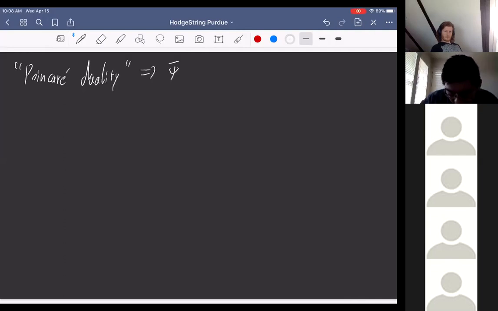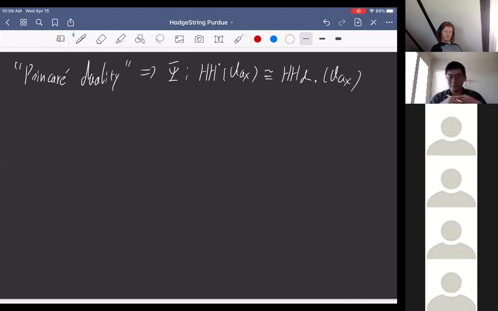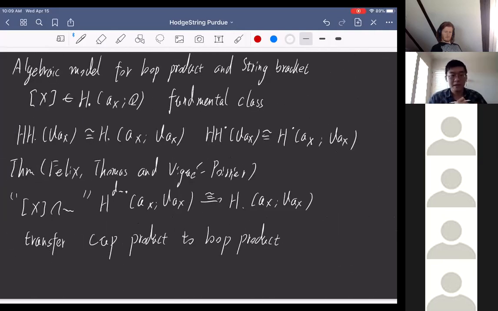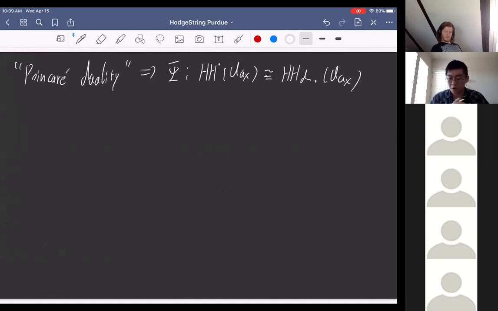So let me use this. Actually, this cyclic algebra condition implies that we have a duality between the Hochschild homology and cohomology. Actually, we proved that on the chain level. And actually, this duality is the same as the duality provided by Félix, Thomas and Vigué. So, yeah, we have a non-commutative Poincare duality between the Hochschild homology and cohomology.